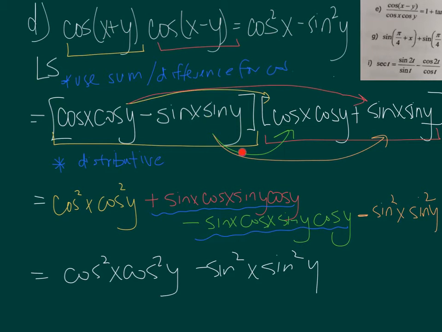And lastly, following the orange arrow, the minus makes it a minus, and then sine x times sine x and sine y times sine y, so sine squared x sine squared y. These middle terms are exactly the same, so one's plus and one's negative, so they go away. And then I'm left with cos squared x cos squared y minus sine squared x sine squared y, which is more than what I want, because I eventually want to get over here, so I need to follow the next page.